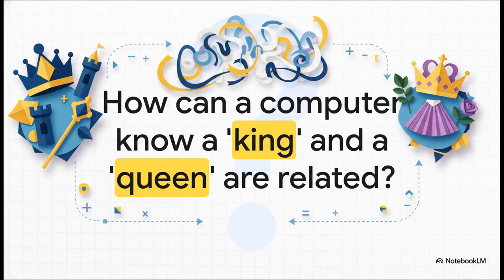To you and me, this is an obvious question, right? But for a computer, the words king and queen are just a bunch of letters. It has no idea about royalty or gender or power. So, how in the world do you teach it that these two words are deeply connected? Well, cracking this puzzle is the key to everything, and it's exactly what Word2vec was designed to do.